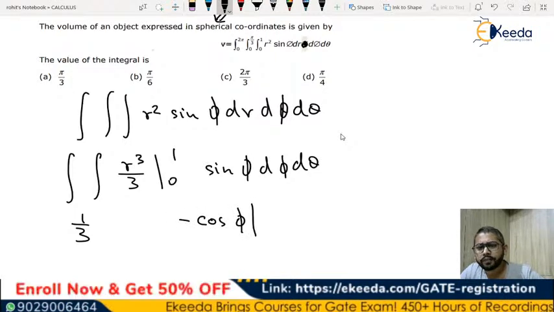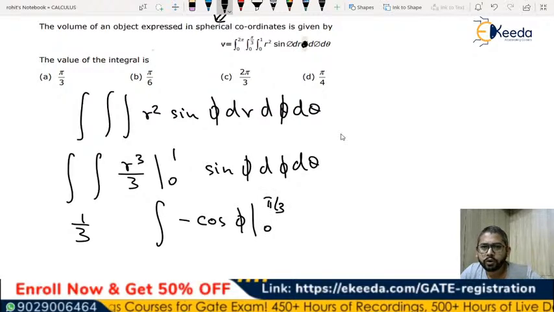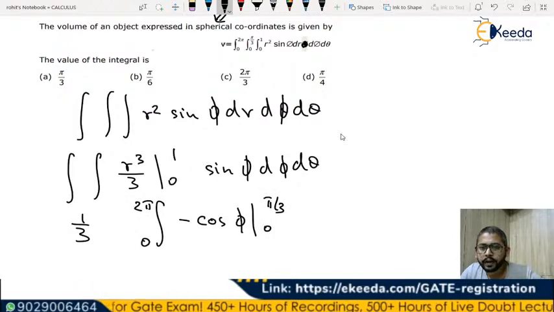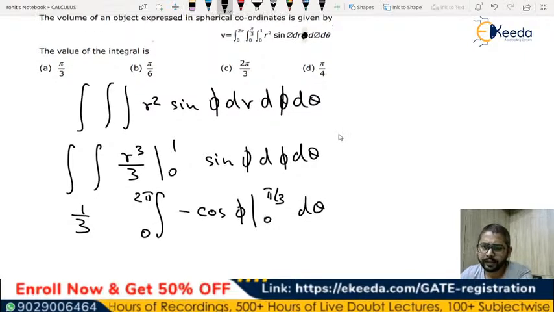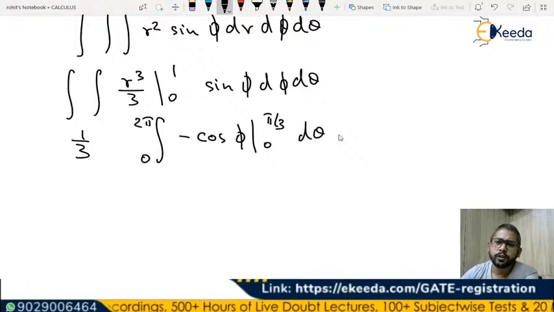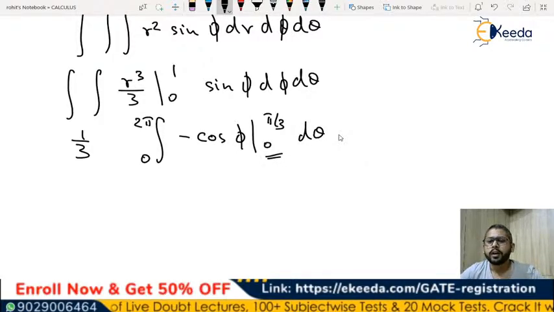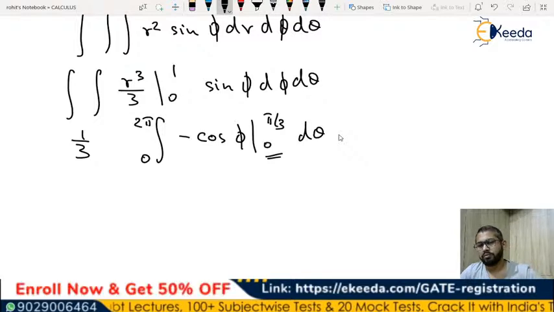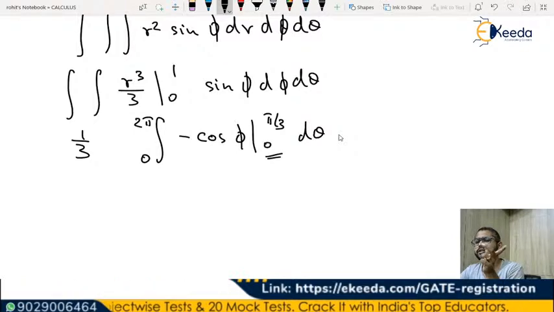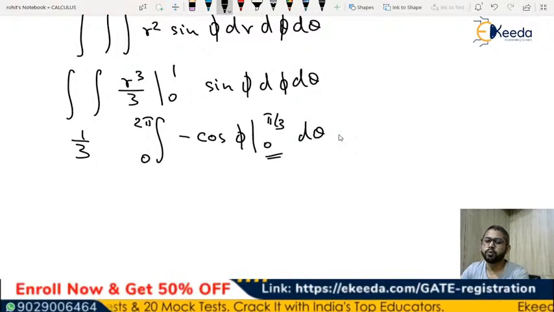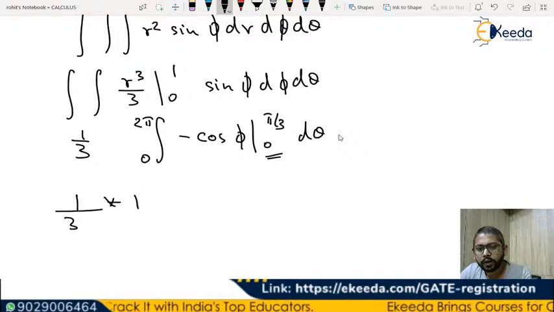The limits are from 0 to pi by 3, and you have to integrate all of this from 0 to 2 pi d theta. I'm skipping steps because it is known, it is not something new. So putting the limits of cos phi as 0 to pi by 3, just interchange the limits. cos 0 will be 1, cos pi by 3 is cos 60, which is 1 by 2, so 1 minus 1 by 2 is 1 by 2. So that is 1 by 3 into 1 by 2.